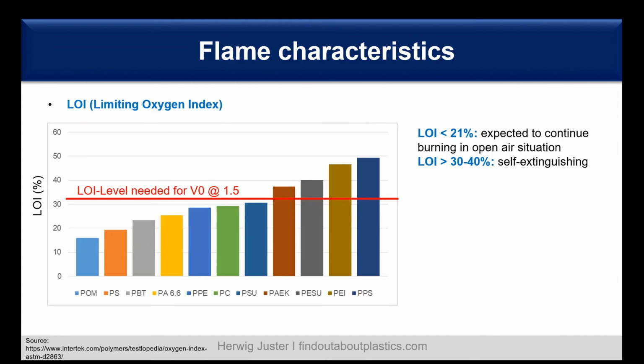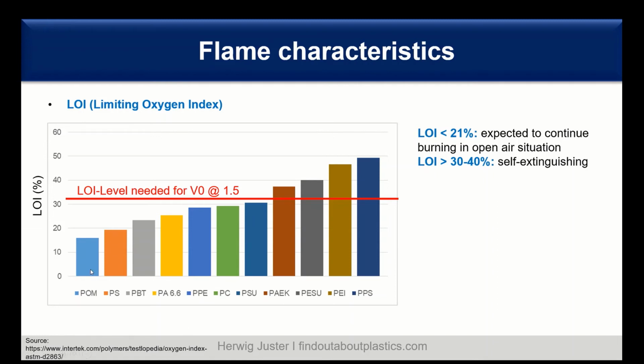And let's have a look at different plastics, how the so-called limiting oxygen index looks like. This is measured in percent, and when we have a LOI of below 21, it is expected that the flame continues burning in an open air situation, whereas when we are above 30 to 40, then we have a self-extinguishing effect, which is really important for aircraft or public transportation, for example.